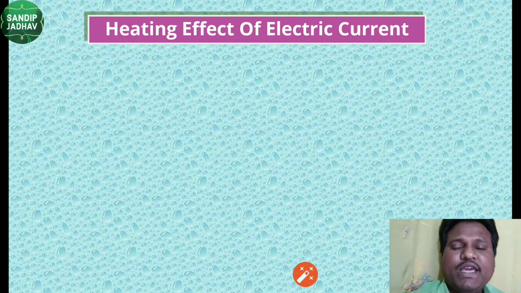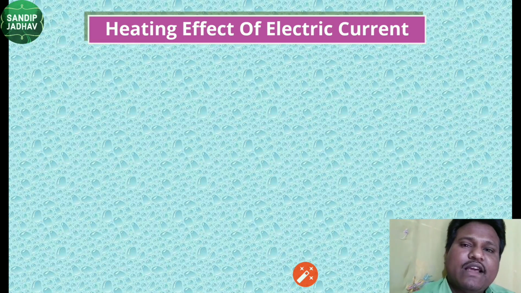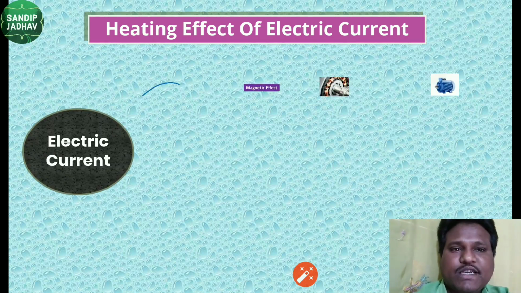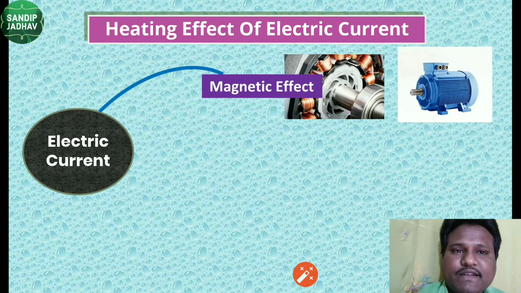Before that, we can observe that electric current is nothing but electrical energy, and we use that electrical energy in the form of electric current. So the same electric current can produce many effects. One of the effects is the heating effect. So what are the other effects? Let's see.